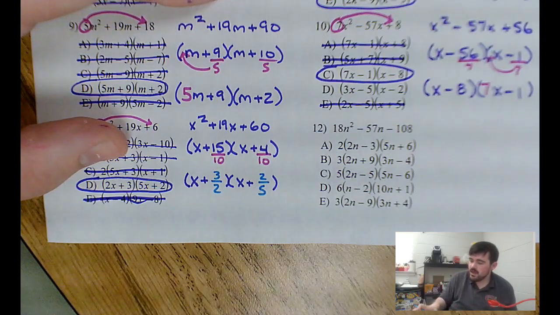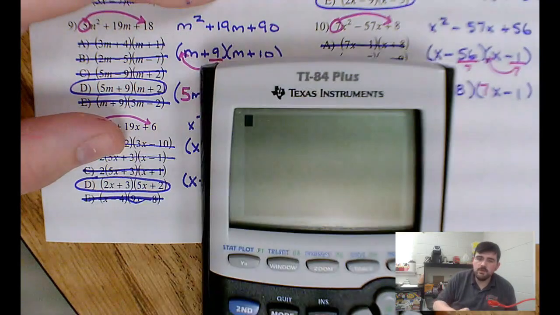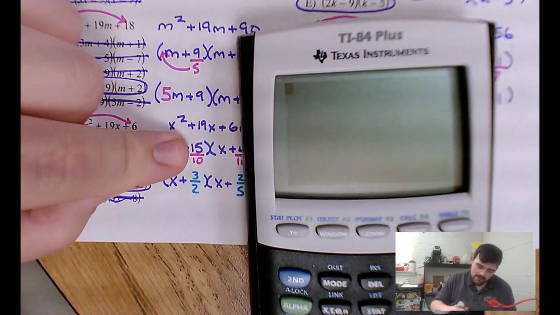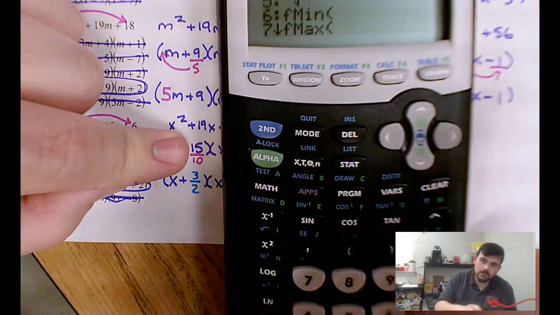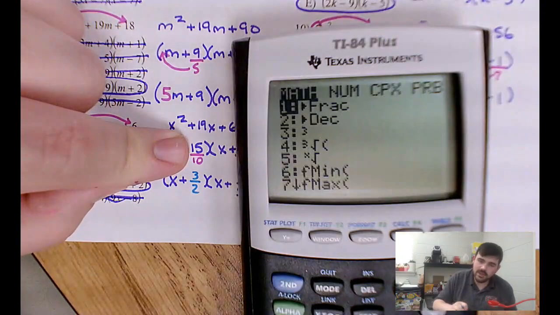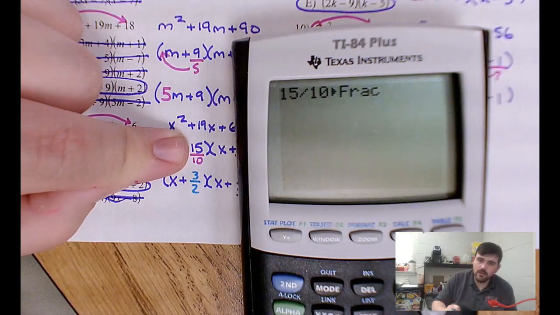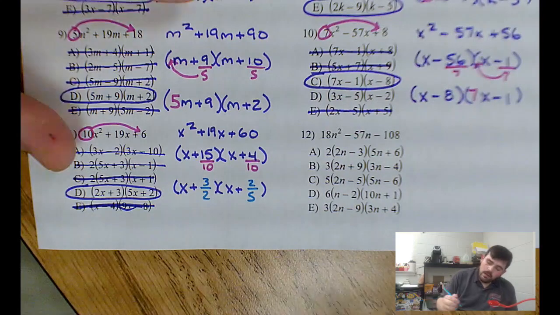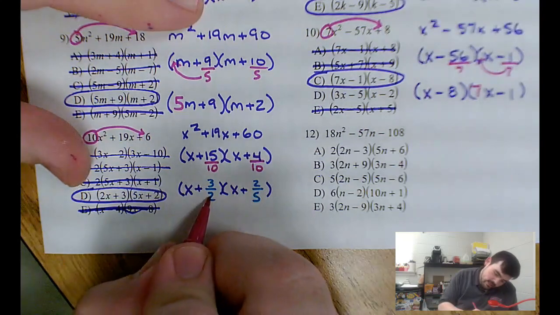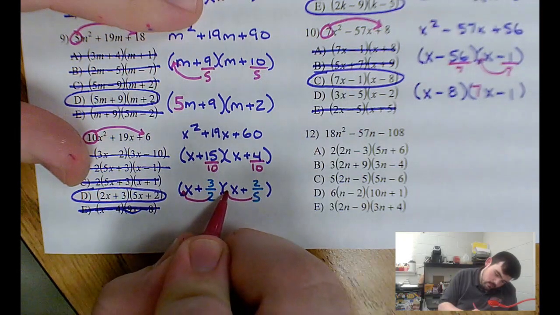If not, let me show you how to do it in your calculator. From the home screen, we're just going to type in 15 divided by 10. Hit this math button, and the first option, either hit enter or hit 1, says, hey, rewrite 15 divided by 10 as a simplified fraction. Now that I've reduced the fractions, I can swing the denominators up front.